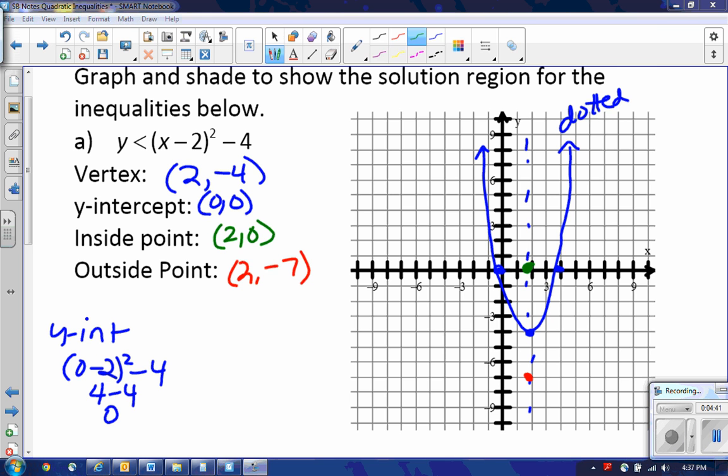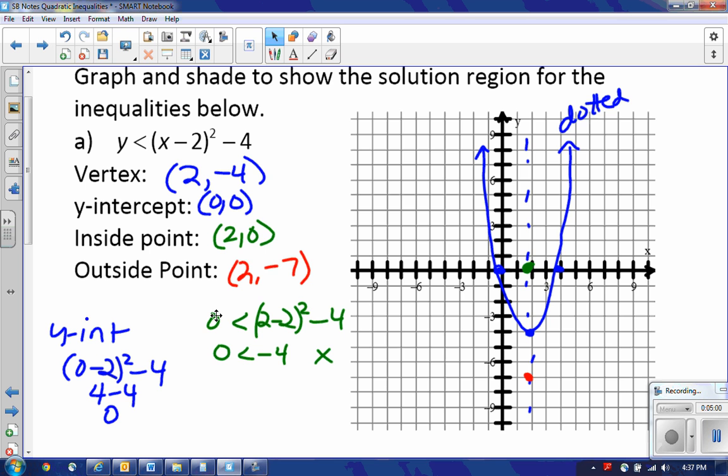My next step will be to test each of these points. For my inside point, my y is 0, my x is 2. That gives me 0 squared minus 4, which is -4. 0 is not less than -4. This is incorrect. Let's go test our outside point.